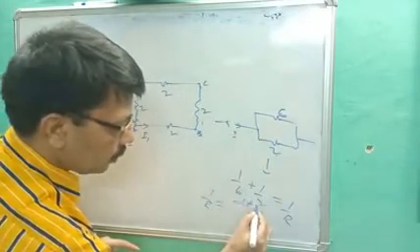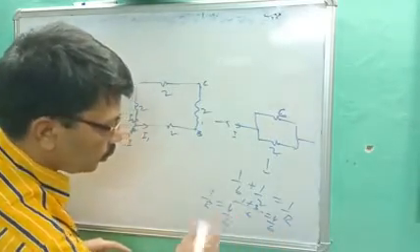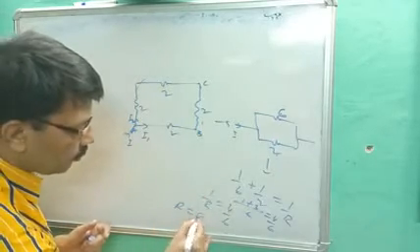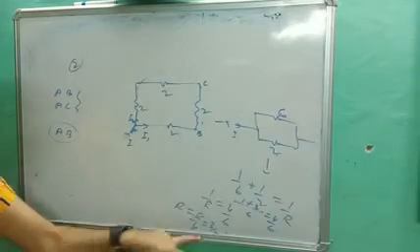1 plus 3 is equal to 4 by 6. So R, inverse it. R is equal to 6 by 4, so it becomes 3 by 2. So the resistance between A and B is 3 by 2.